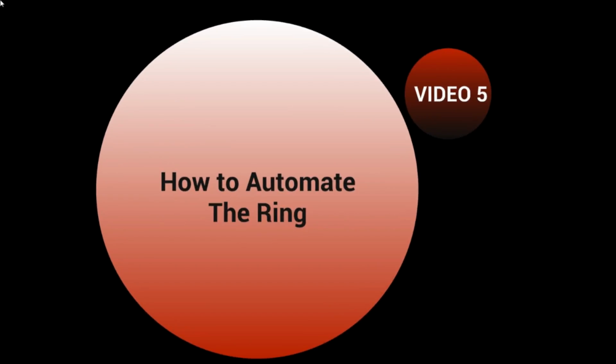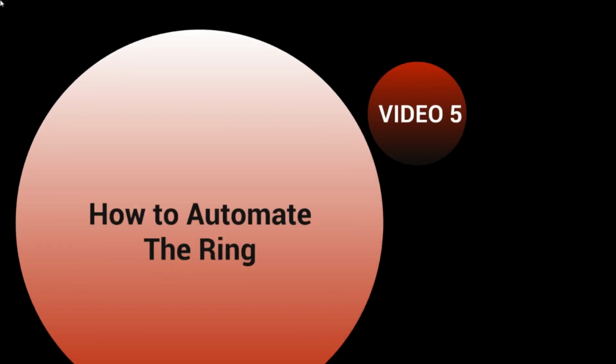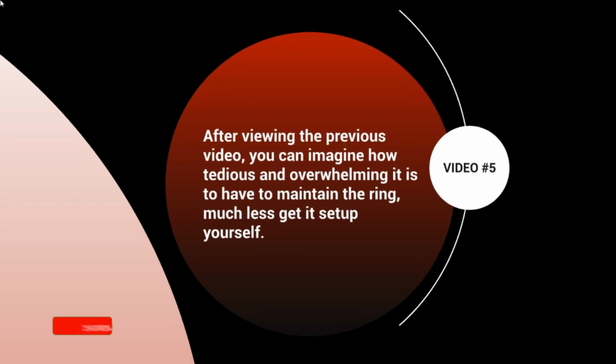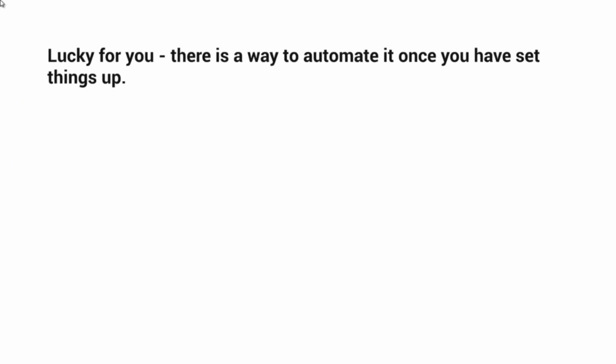We're going to talk about how to automate the ring. Now that you understand how everything is interlinked, how everything is connected, and how you can be creative and make your own ring. After viewing the previous video, you can imagine how tedious and overwhelming it is to have to maintain the ring, much less get it set up yourself. But lucky for you, there is a way to automate it once you have set things up. Getting things set up is the tedious process.